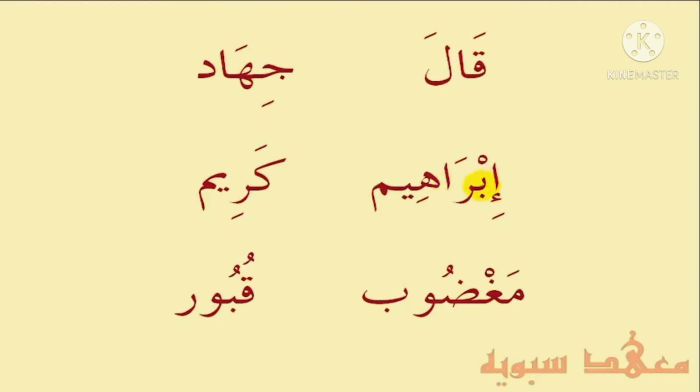So here, ra. Notice here the ra has a fatha followed by the alif. Once again, it's a long vowel. Ibra, not ibra. Ibra and then him. Ibrahim. Here the ha has a kasra followed by the ya. So here there's the elongation of the E sound. It's hee. Him. Ibrahim.